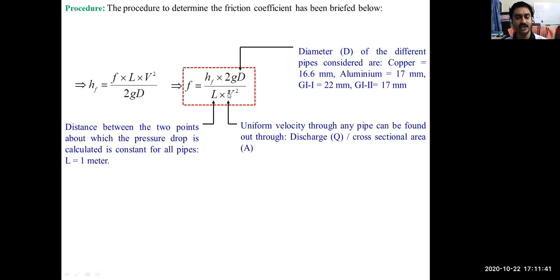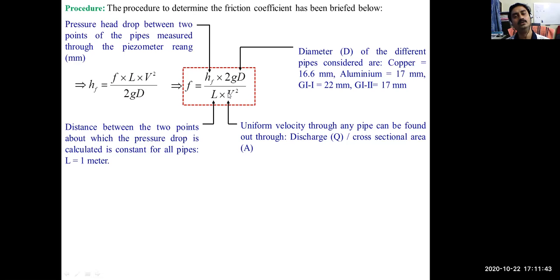Now the next is HF. This HF will come through the piezometric reading. I've already shown you in the experimental setup that every pipe has 2 points. From these 2 points, piezometric wires are going over there. Once there is steady flow, you could see that there is a difference in the piezometric heads at these 2 points. That difference in piezometric head will be your HF, which will come directly over here. I'll show you in the experimental part how it is taken experimentally.